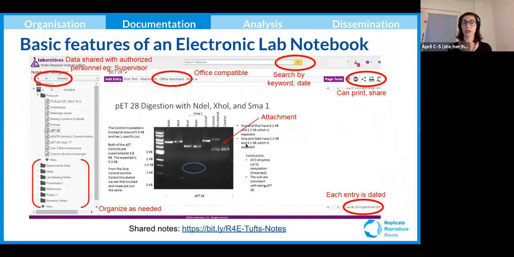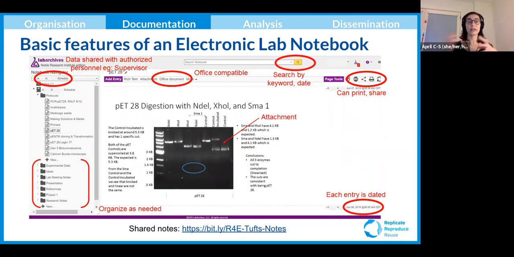So for those that aren't familiar with an electronic lab notebook, here's just one example. They all look a little bit different, but on the left side, you can see what Nayla was talking about, the ability to organize and structure your work in this way within this notebook. It allows you to have these different areas of your notebook be shared with other collaborators, as well as supervisors, for example, so they can really easily see what you're up to. You can attach different things, such as this particular image here can be put directly within the notebook. You can take photos with your phone and you can add those into the notebook.